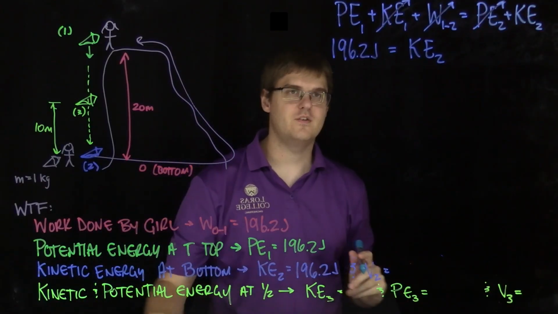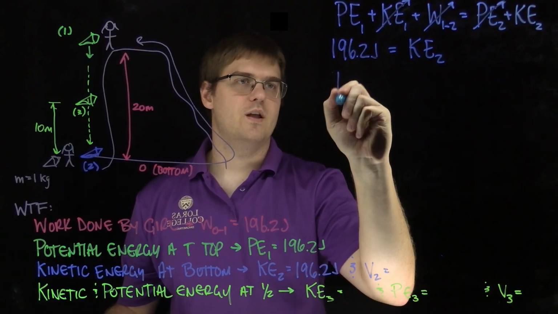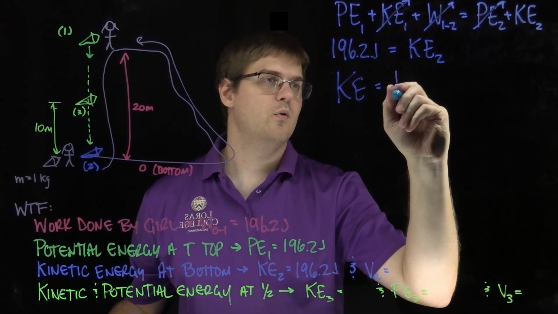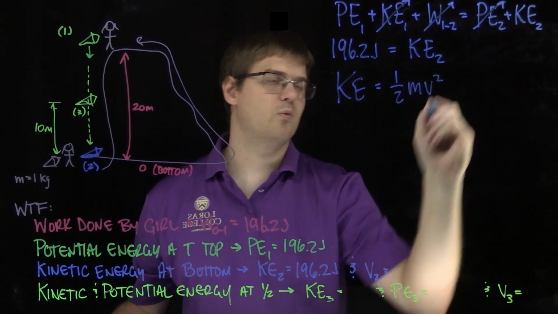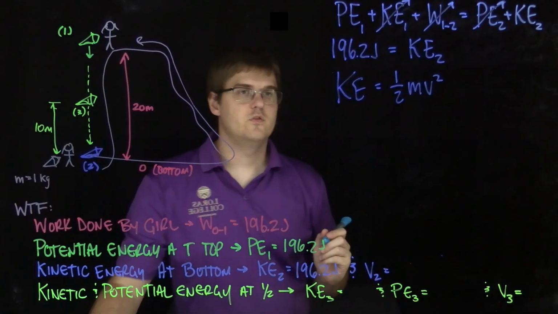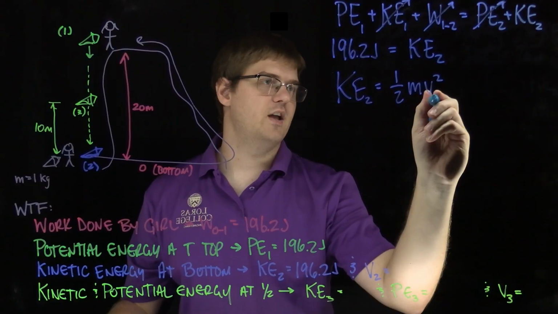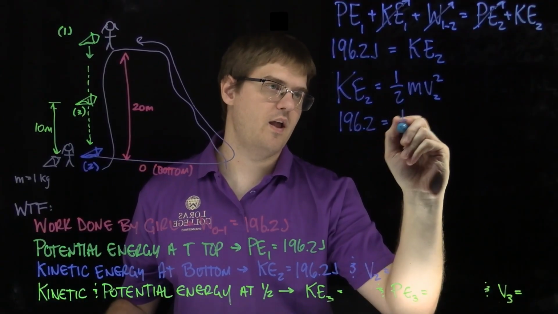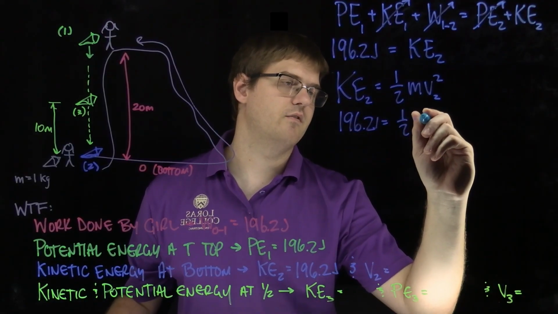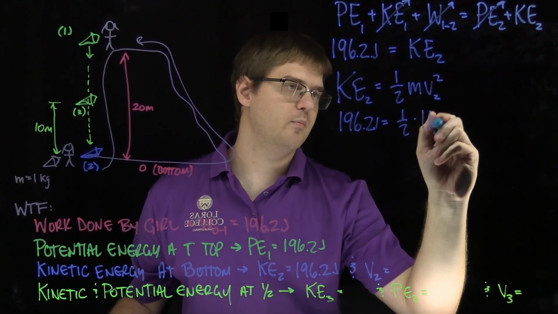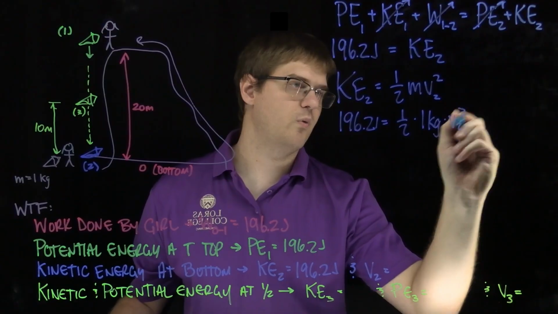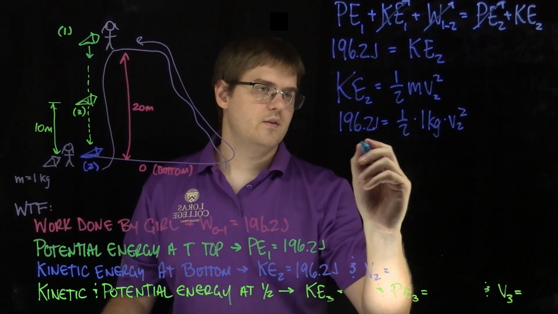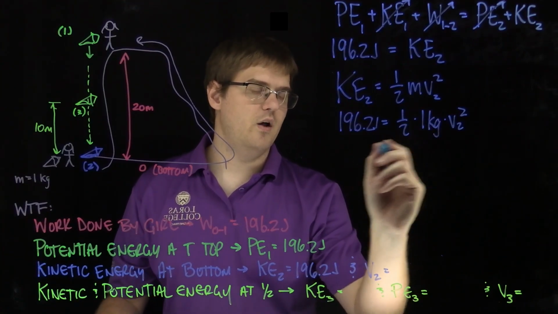Okay, our velocity portion of this. Kinetic energy, we can convert to velocity because kinetic energy is associated with velocity. Kinetic energy, we have the equation 1/2 mass times velocity squared. So in this case, we know my kinetic energy at 2 is 196.2 joules, equal to 1/2 times 1 kilogram times velocity at 2 squared. Great. 196.2, this is going to be times 2 divided by 1, square root of that.